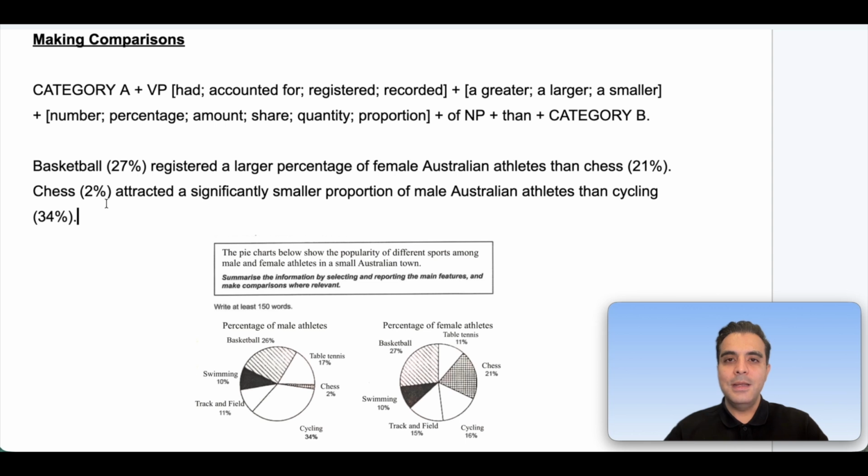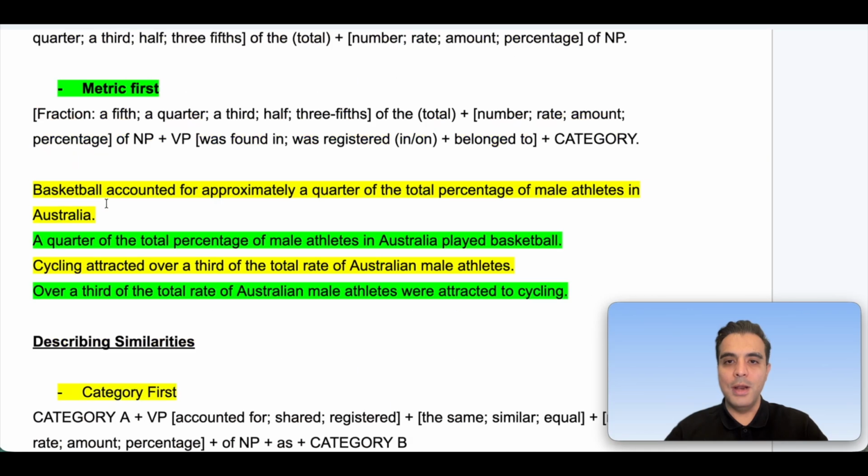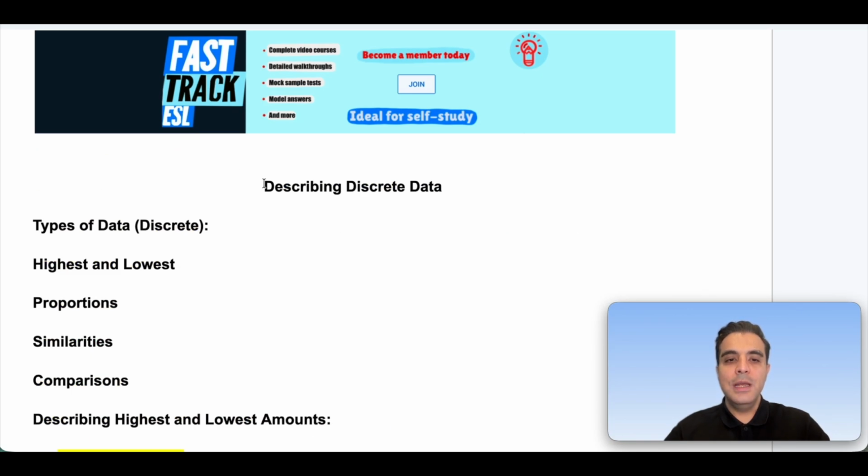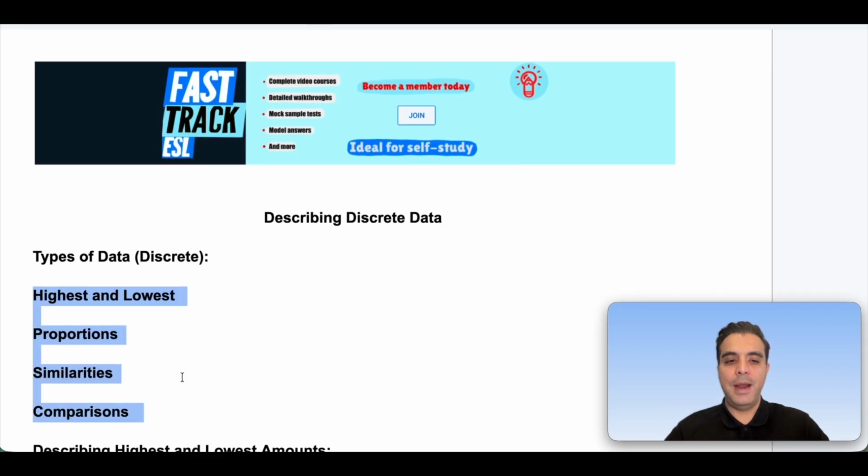And that sums up the structures that you need to be using to describe discrete charts in IELTS Writing Task 1. So to go over it very quickly, in this lesson, we looked at describing discrete data, and we focused on introducing structures for describing highest and lowest amounts, proportions, similarities, and comparisons.